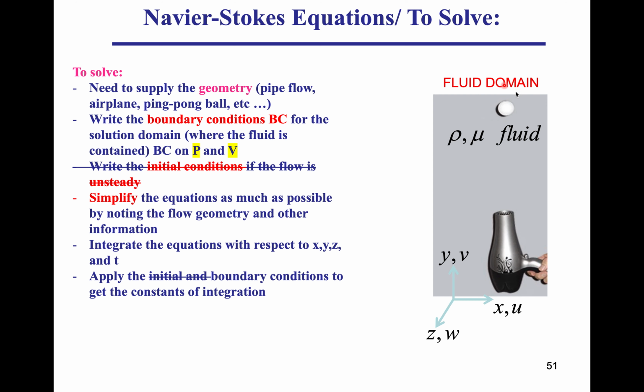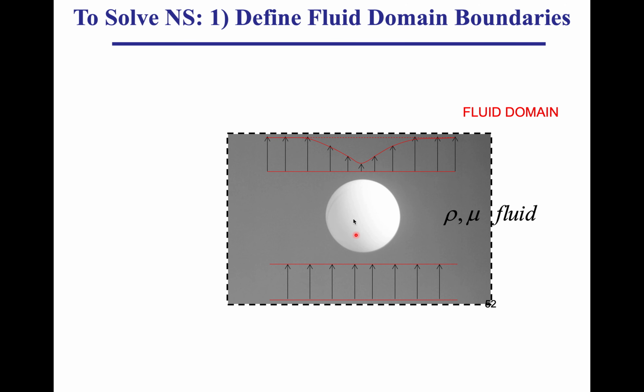So let's now try and consider the ping pong ball, which is what we have over here. This is our ping pong ball, and I've taken this as my fluid domain. My fluid is between the dashed black line and the ping pong ball. So the boundaries of my control volume are the dashed black lines here. The boundaries of my domain, I should say, and the black dashed line on the outside. So we've defined our fluid domain, and we've defined the boundaries of our domain.